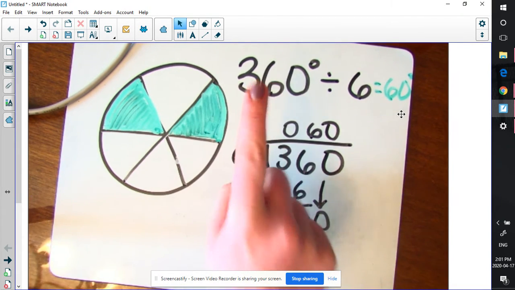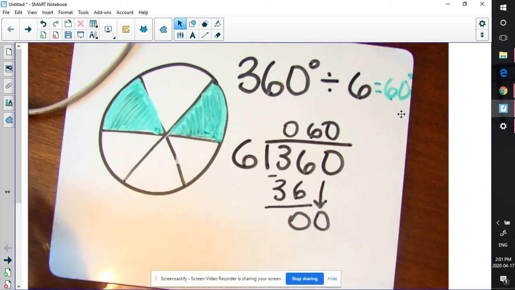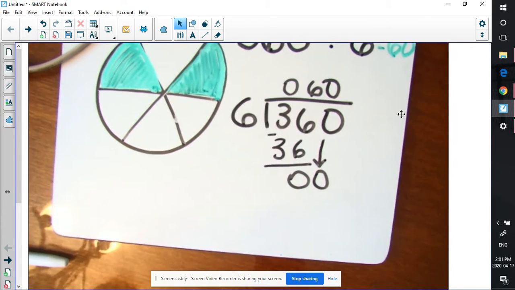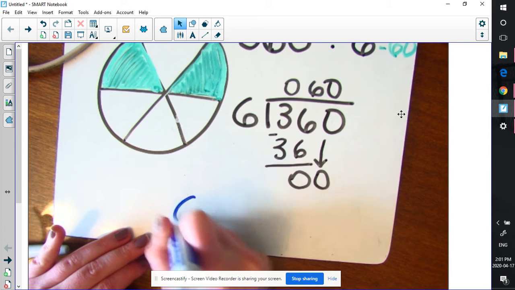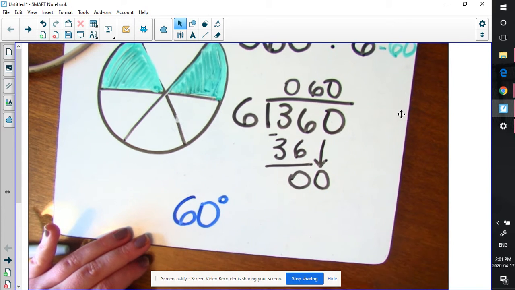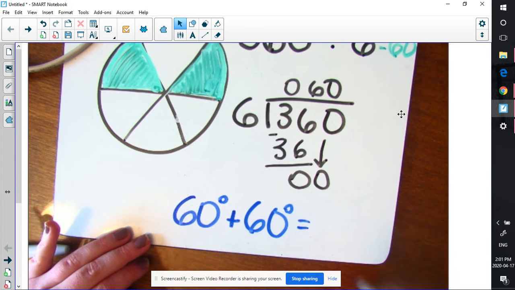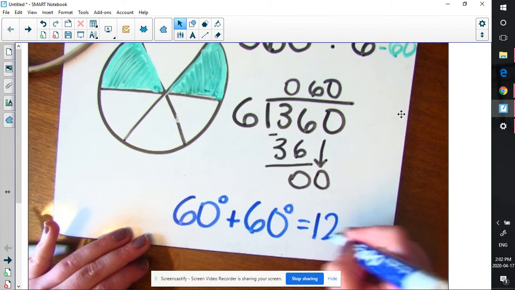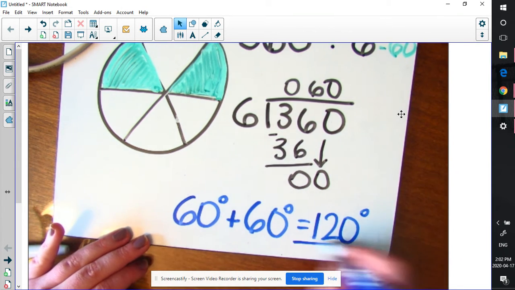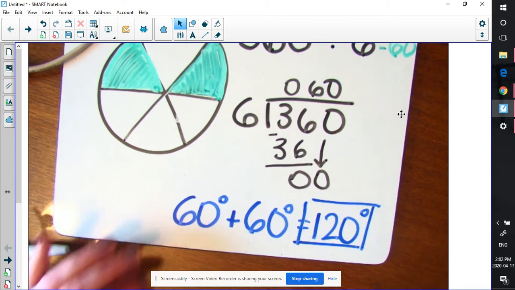But we don't want just one, we want 2. So what we have to do now is take our 60 degrees. Since there's 2 of them, we're going to add another 60 degrees. 60 plus 60 is 120 degrees. So that would be your answer.